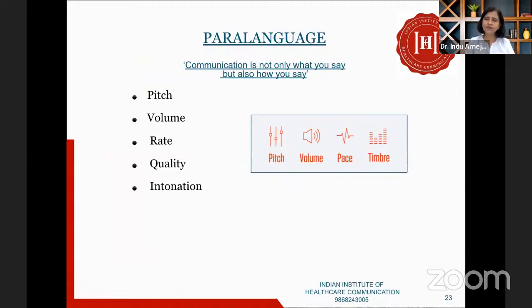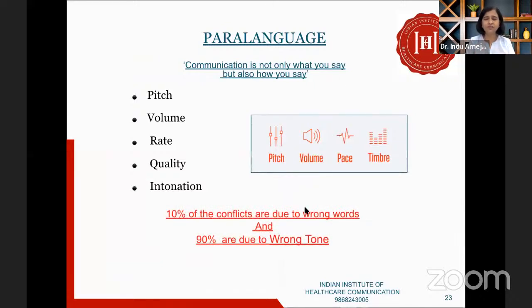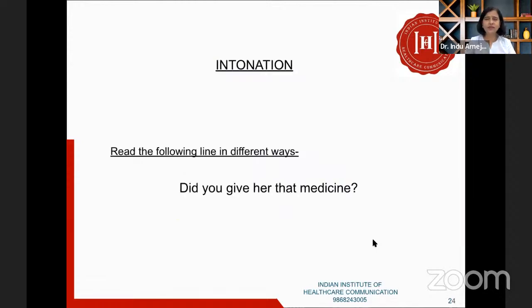Do we really care for this? Do we really bother to check the quality of our tone? Do we really check, is my volume okay for the patient to understand what I'm saying? So all that has a huge contribution. 10% of the conflicts are because of the wrong words, but 90% of the conflicts are because of the wrong tone of voice. At times we are rude, and at times the communication goes haywire when we don't use the right tone of voice.